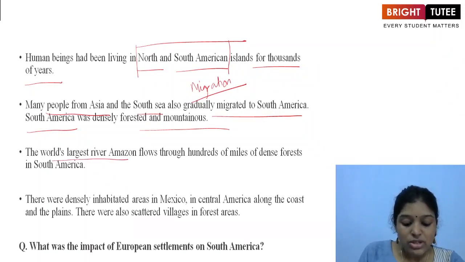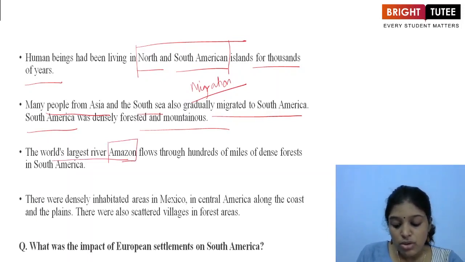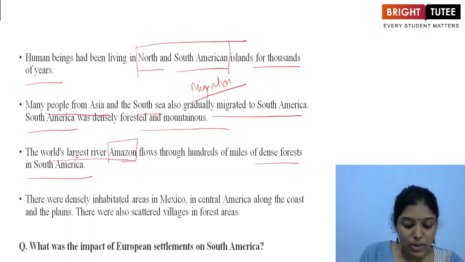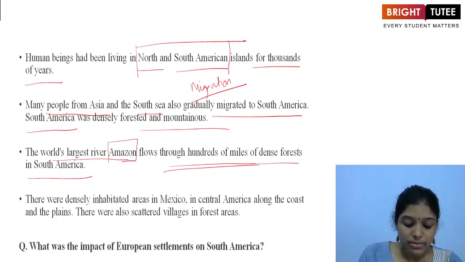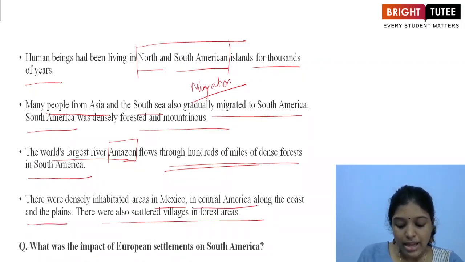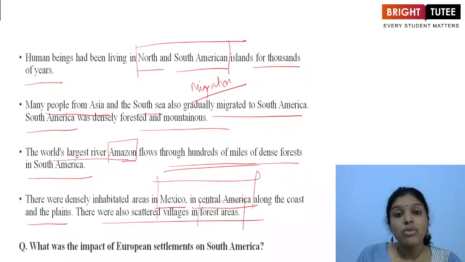And the world's largest river, Amazon, flows through hundreds of miles of dense forest in South America. And there were densely inhabited areas in Mexico, in Central America, along the coast and the plains. There were also scattered villages in forest areas. So Mexico and Central America also were densely populated, or had a huge population. And there were villages even inside dense forests.